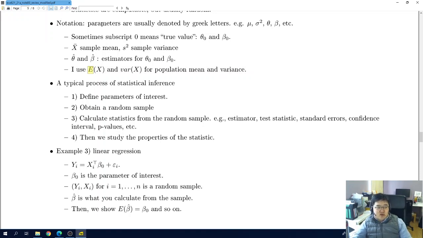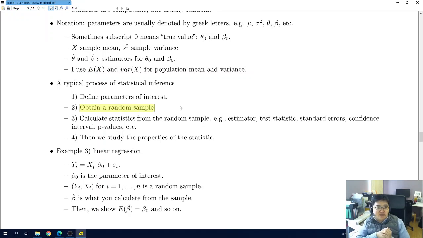So this is the notation, and typically in a statistical inference process, the first thing you have to do is to define your question, or define what you are interested in, what you want to estimate, what you want to infer about. That's the first thing, of course. And second, you have to have a random sample.